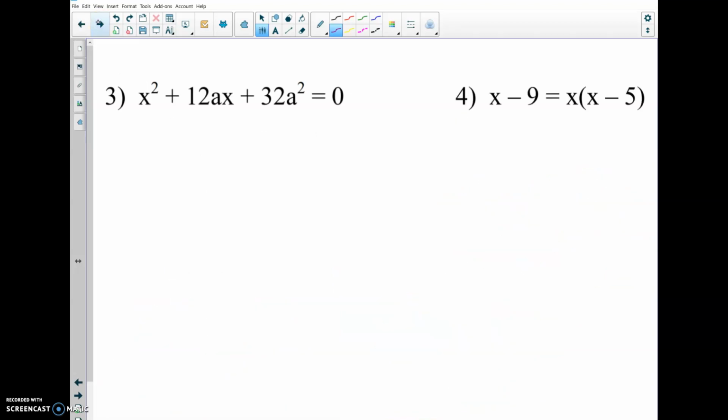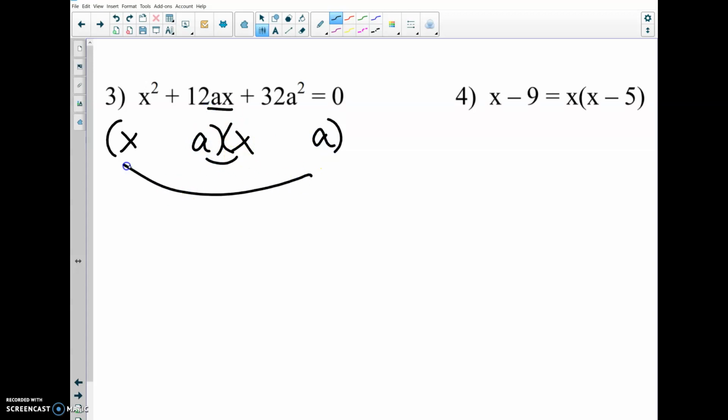All right, now let's try these two examples. Number 3, we have the a involved, so we have to be careful when factoring. So two things that multiply together to get x squared, x and x. Two things that multiply to get a squared, a and a. Notice that when you multiply inner outer, there'd be ax and ax, so that we're good with our variables. So we really just need to focus on two numbers that multiply to get 32 and add to get 12. That would be 8 and 4, so plus 8 plus 4.